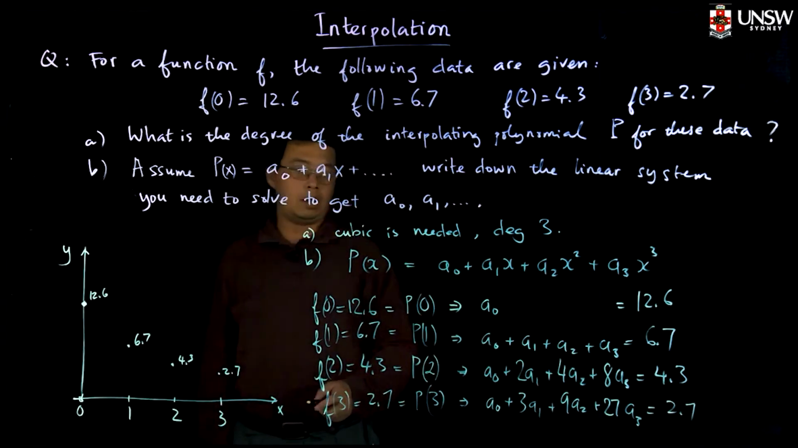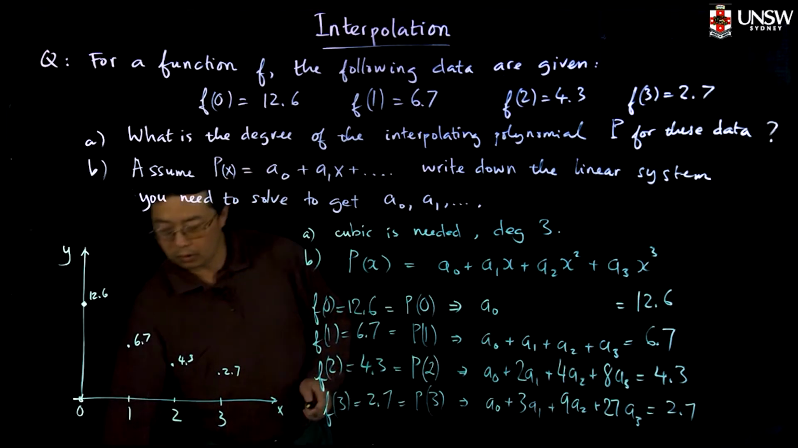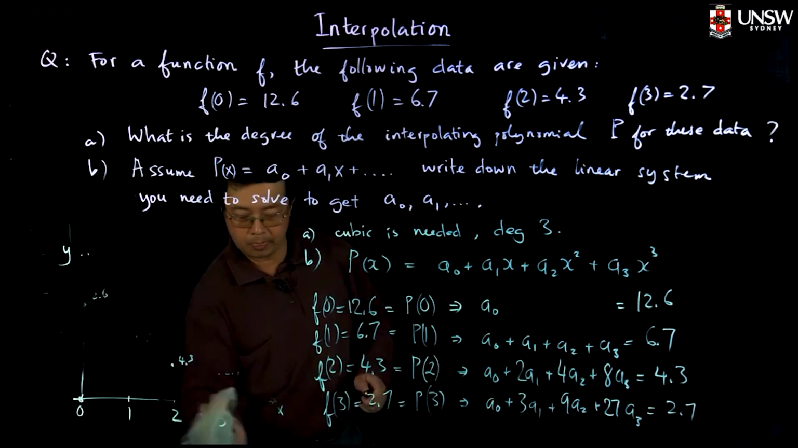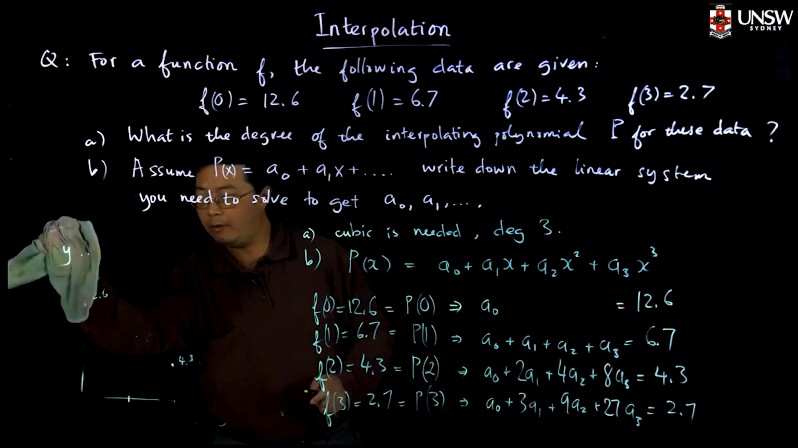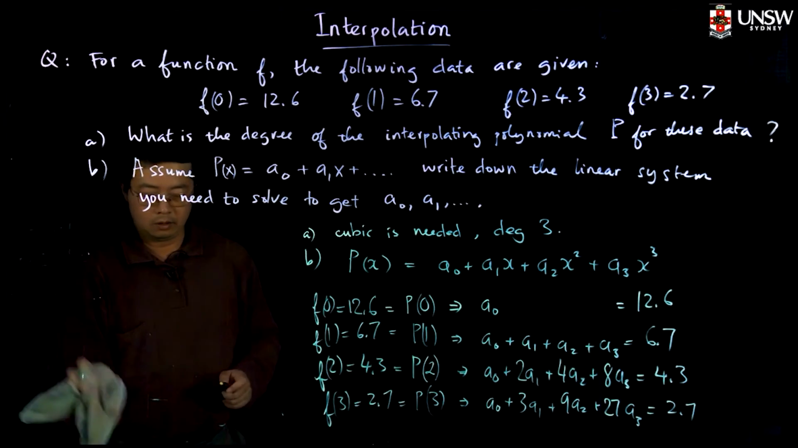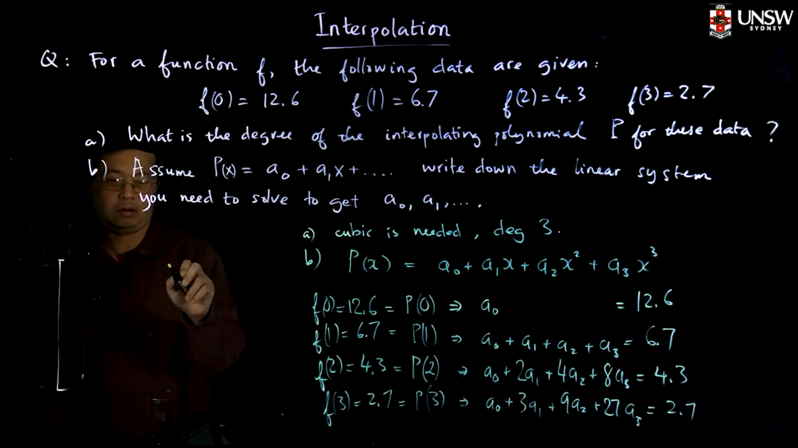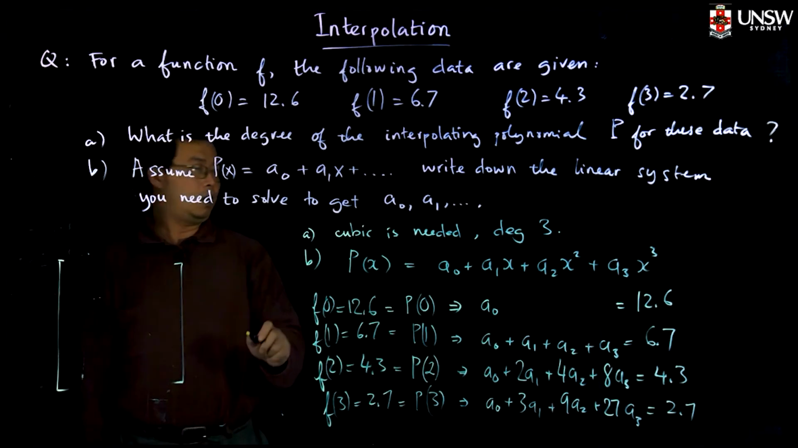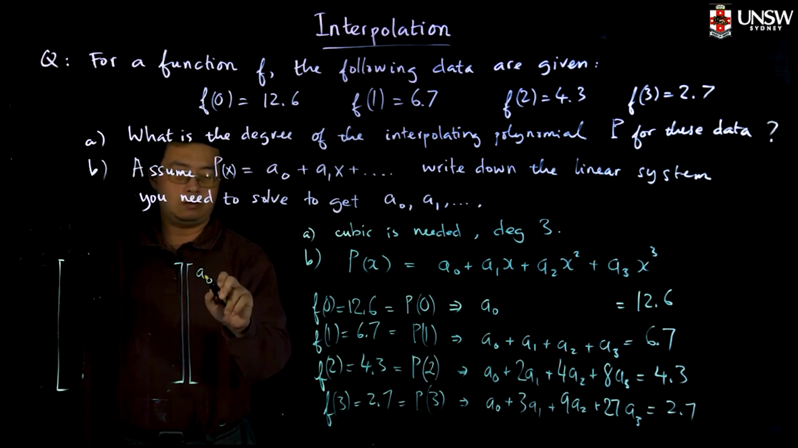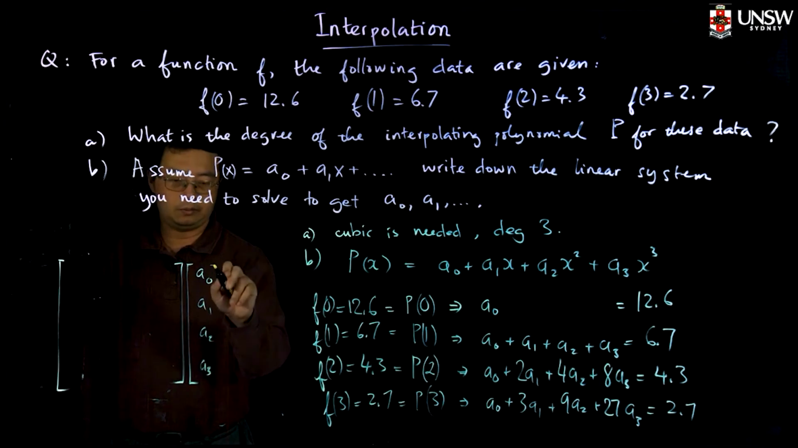And now you can write this out as a linear system. The linear system will take the form of a square matrix, and the unknown coefficients are a0, a1, a2, a3, okay?